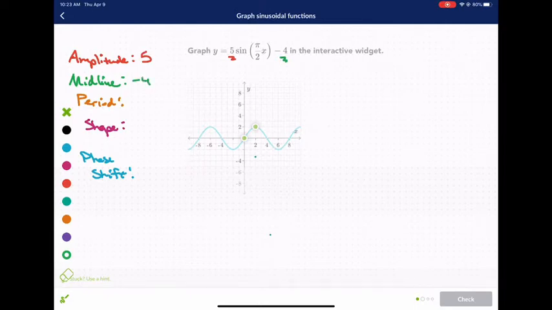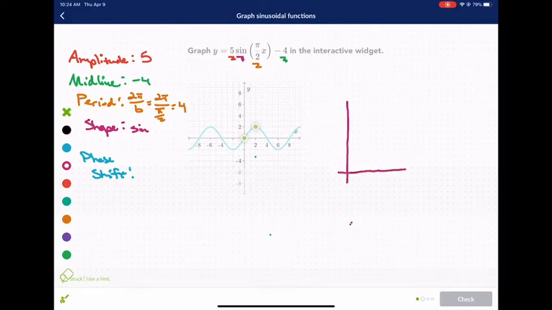The period, we have to use that formula again. It's 2 pi divided by b. So it's 2 pi divided by b is this number in front of x. So divided by pi over 2. When I divide those 2, I get 4. The shape is going to be, is it sine or cosine? It's sine, right? Sine's got a certain shape.